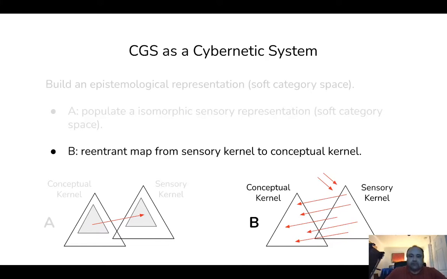Then we have what we call a reentrant map, which is borrowed from neuroscience, where we have direct perceptual inputs into the sensory kernel, and then it's mapped to the conceptual kernel. So you have this feedback where you're going from concept to sensory, sort of the hypothesis of what the sensory space looks like, and then with more direct perception information, you're going from that sensory kernel, which is being populated by specific observations, and then it goes back to the conceptual kernel and populates that.